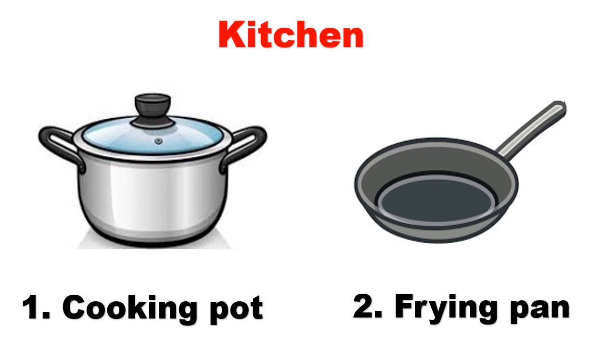Number one, we have a cooking pot. Number two, we have a frying pan. Number one, we have a cooking pot. Number two, a frying pan. Repeat after me. Cooking pot. Frying pan.